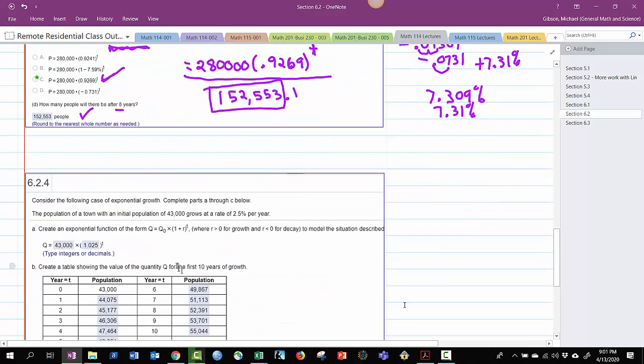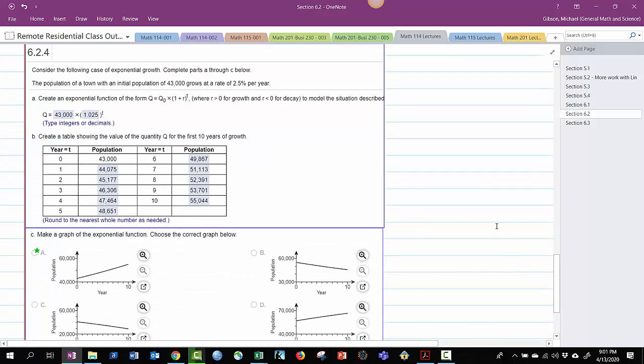Okay, here's another one we'll do here. I'm just going to talk about this one a little more quickly. We won't go through it nearly as slowly. All right. The population of a town with an initial population of 43,000 grows at a rate of 2.5% per year. Create an exponential, so this time they're asking for the 1 plus r from the beginning. So 2.5% is 0.025, right? That's my r. So 1 plus r is going to be 1.025, right? Come over here. There's our 43,000, times 1.025 to the t.